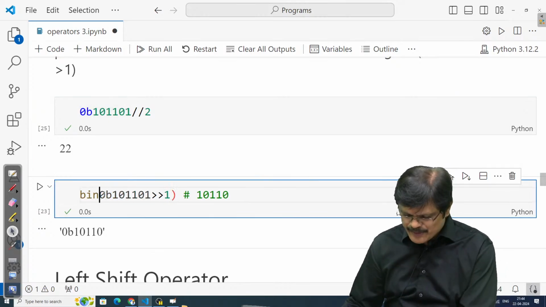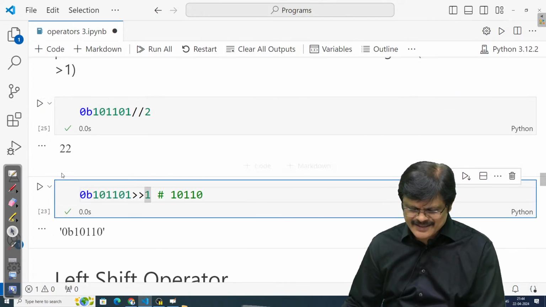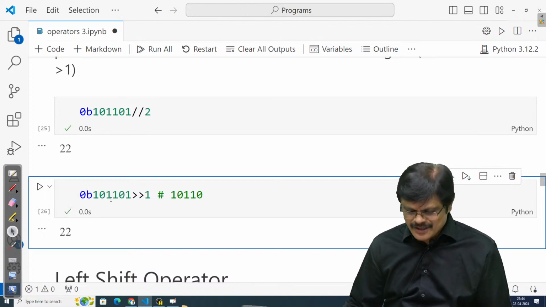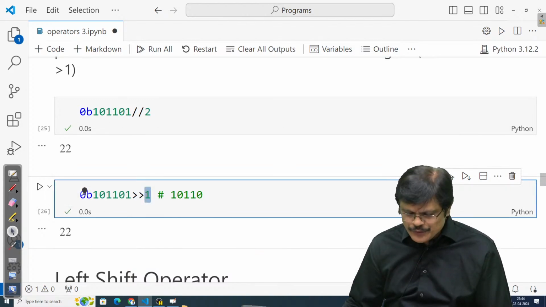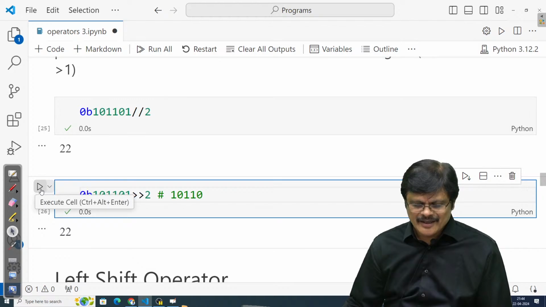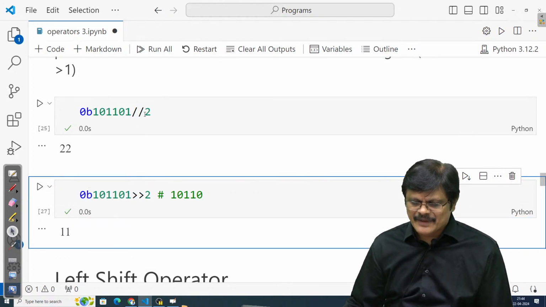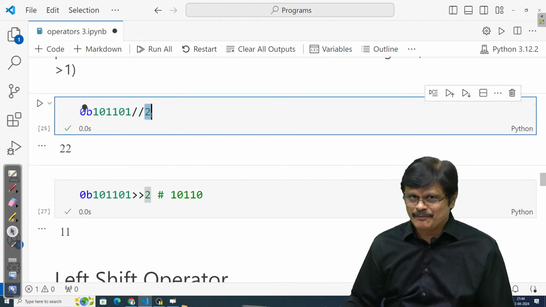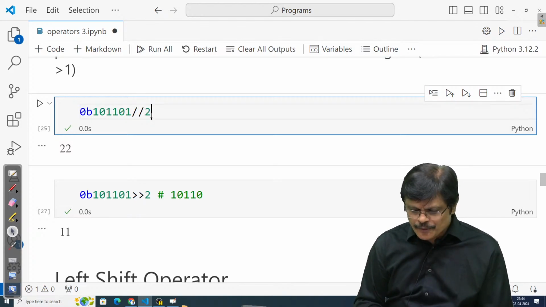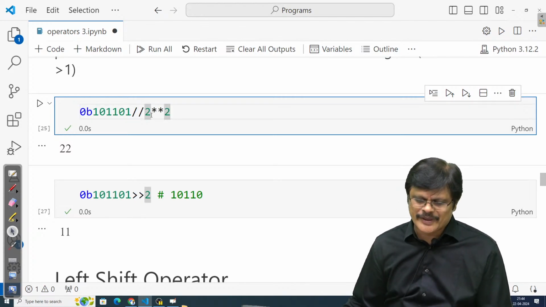Let me remove this bin and check this. What is this answer? 22. Let me move it to the right by 2 bits. What is the answer? 11. So you moved it to the right by 2 bits now, so you divide it by 2 square.